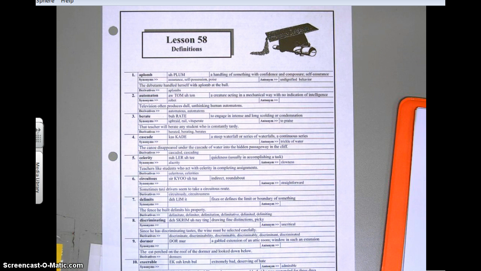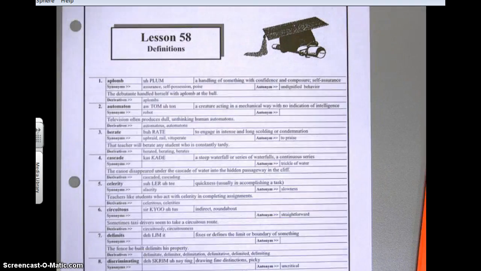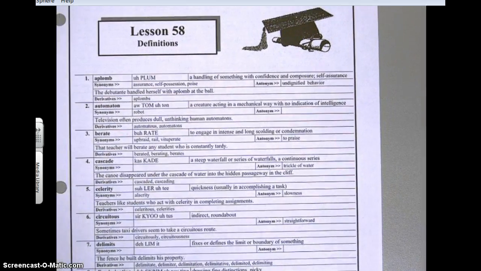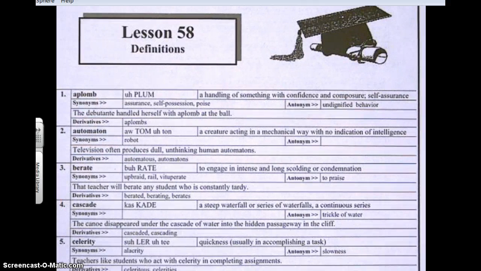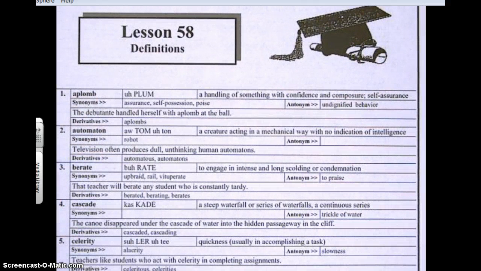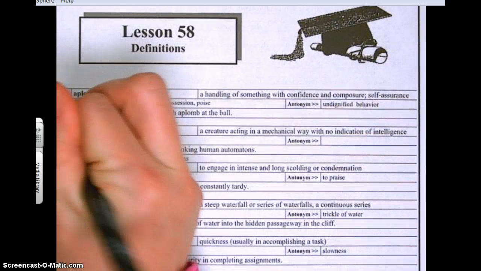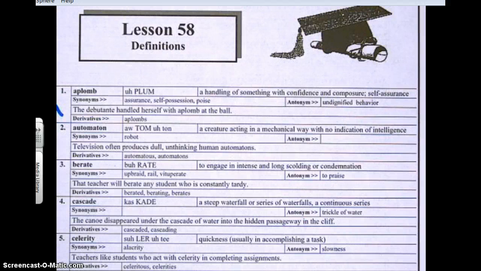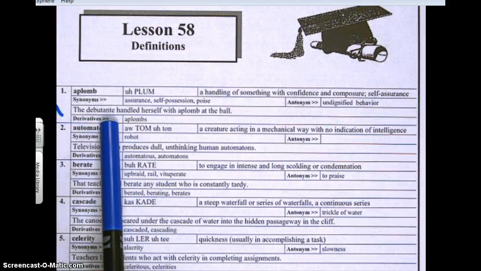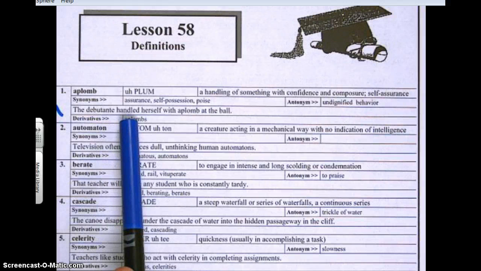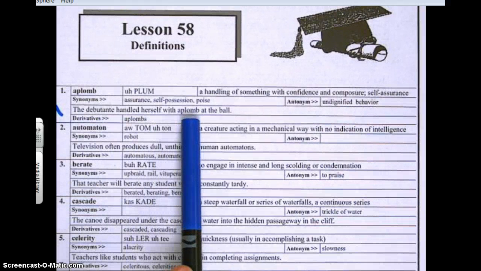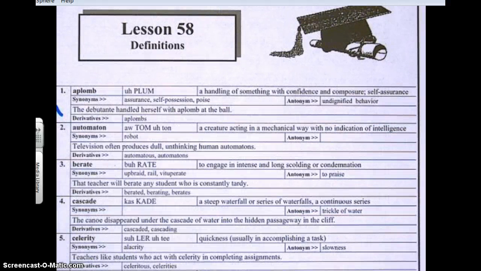Looking at your list, I'm going to pick a word that I know most of you shared with me that you did not know, and that was aplomb. Let me zoom it in. The debutante handled herself with aplomb at the ball. So we know that this is a noun. If you hadn't marked that yet, make sure that you've marked that a noun. The debutante is a noun, handled is a verb, herself is our object, with aplomb at the ball. At the ball is prepositional. With aplomb, it's something you have. That's kind of a challenging word to use. With confidence is what they're saying.